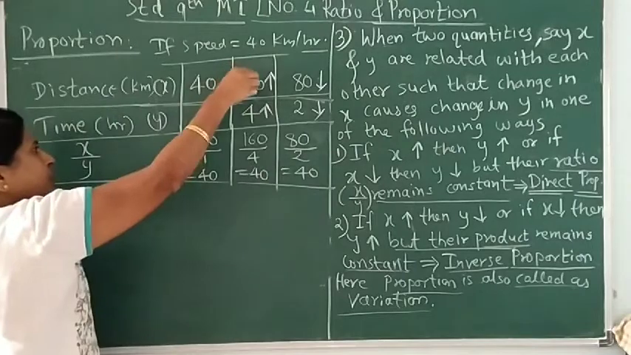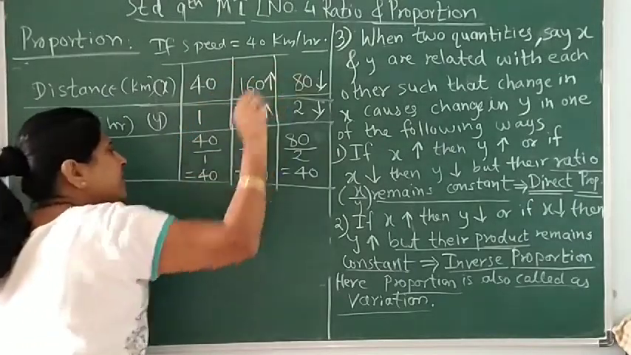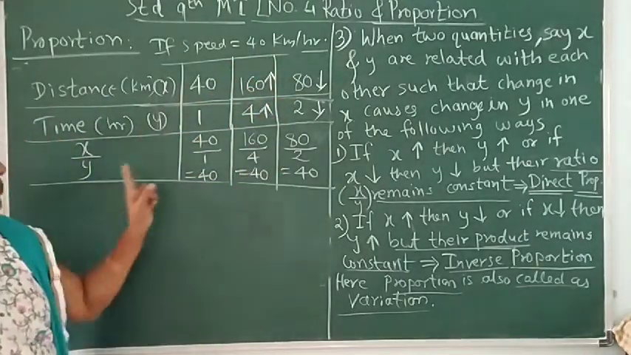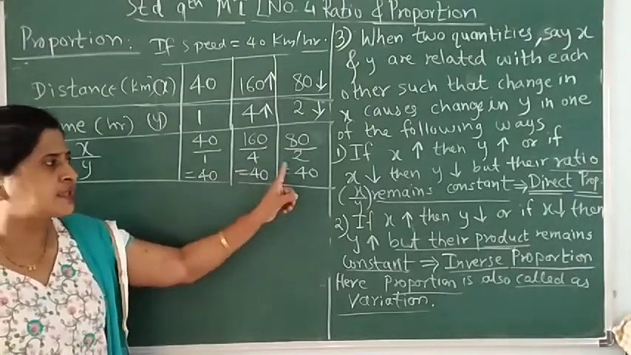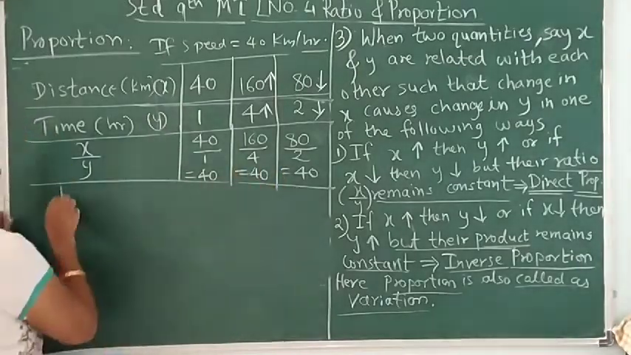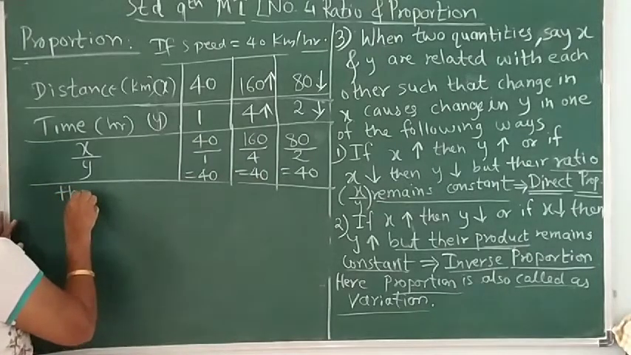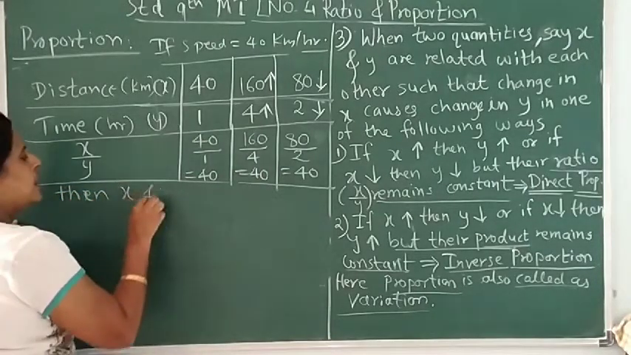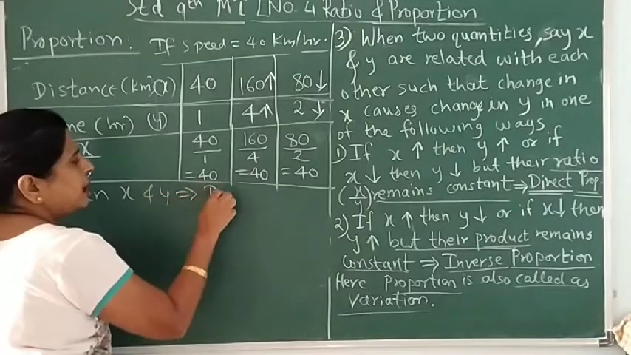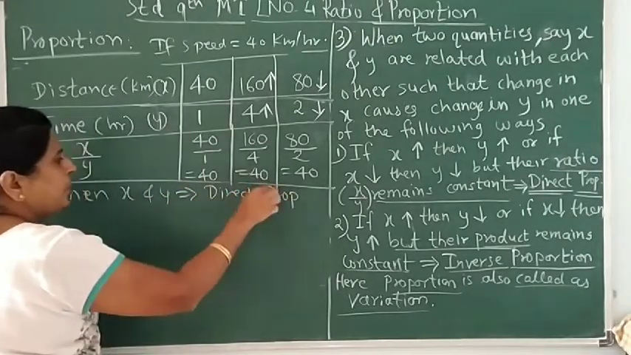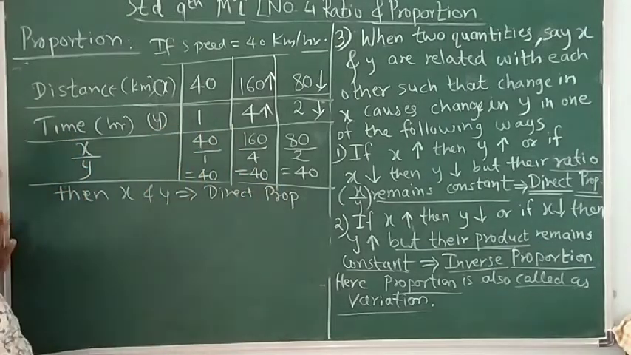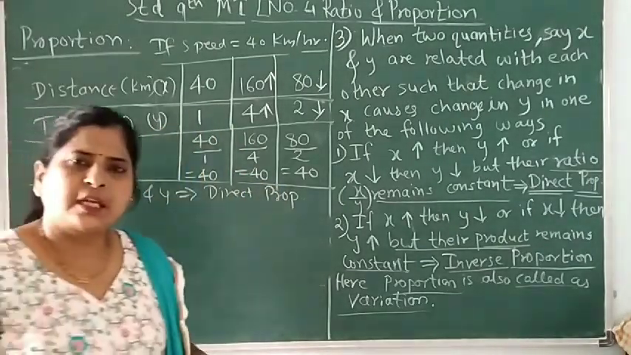So now, not only this increase or decrease matters. In each case, if this ratio is equal, if it is constant, then we can say that x and y are in direct proportion. So this is the example of direct proportion. We can have many examples like this.